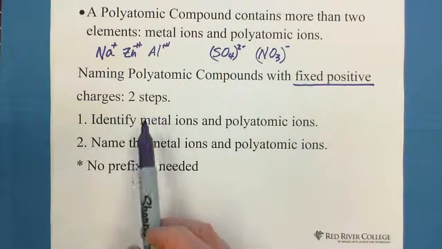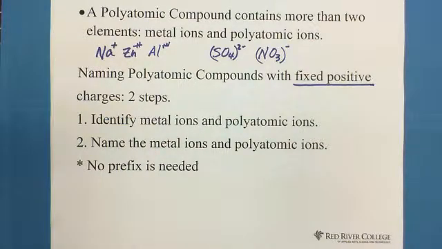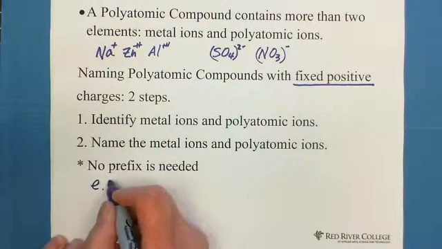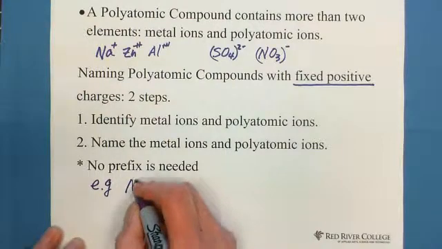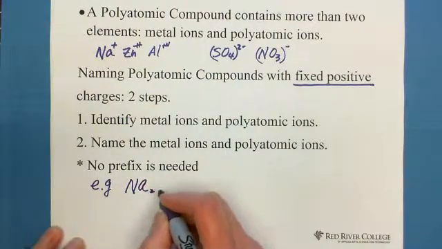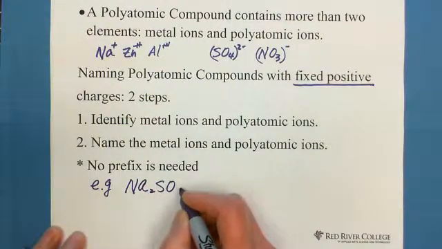There are 2 steps. The first step, identify the metal ions and polyatomic ions. The second step, name the metal ions and the polyatomic ions. No prefix is needed. For example, name Na2SO4.